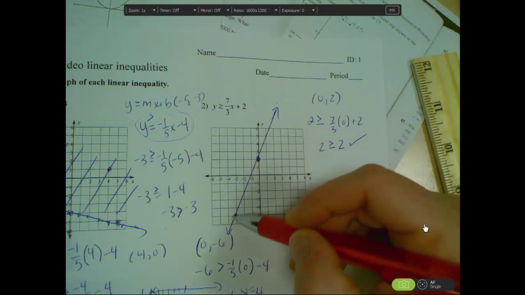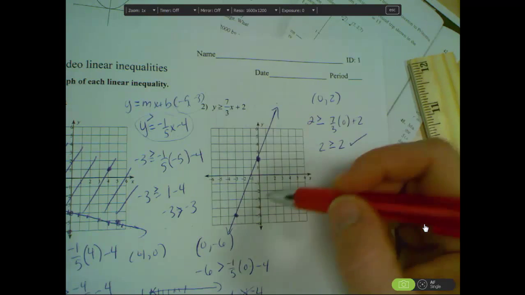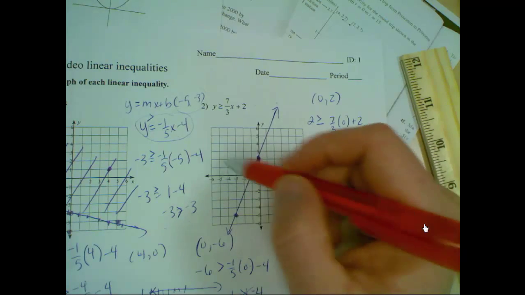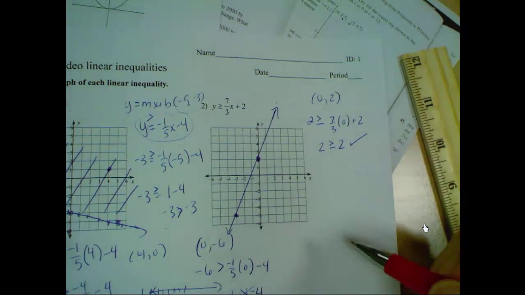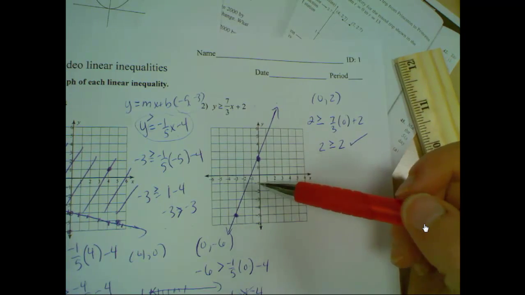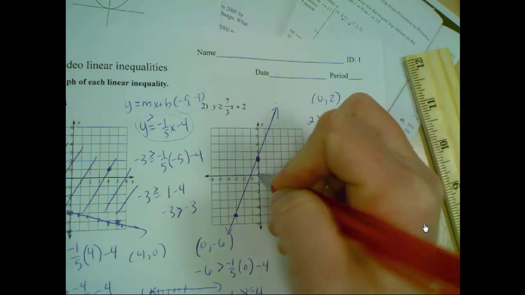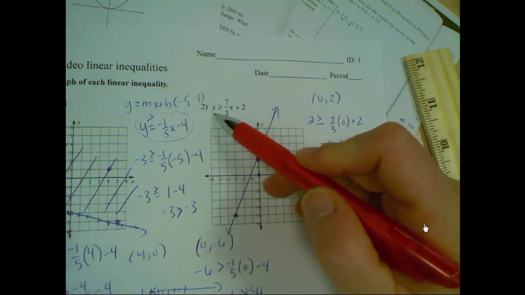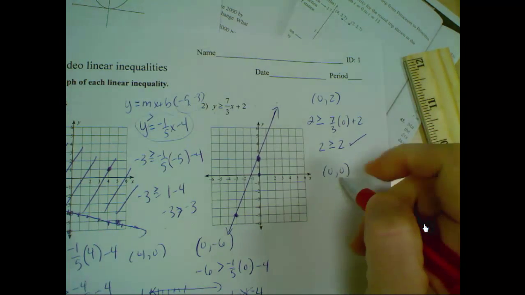So all the points on this line make this inequality true. In addition, all the points on either this side or this side of the line will also make this inequality true. We just have to decide, is it all the points over here or is it all the points over here? Now, in general, most teachers teach you to use the point 0, 0. The reason is it's really easy to plug in 0 for y and 0 for x. So I would like you to do that. Use the point 0, 0.